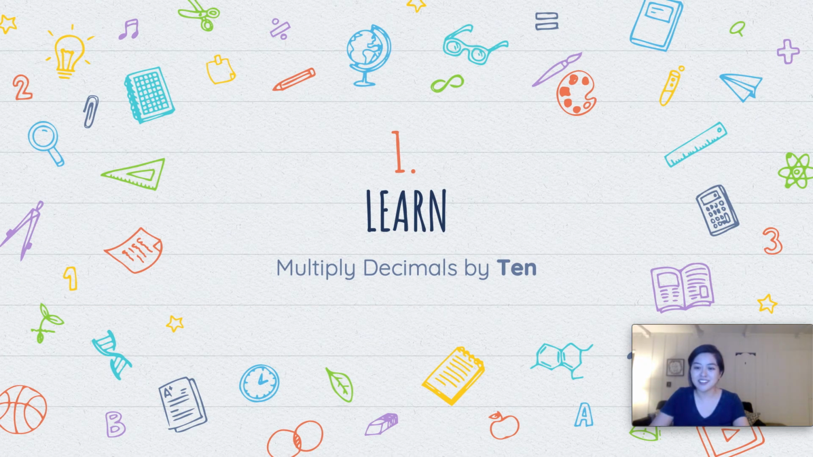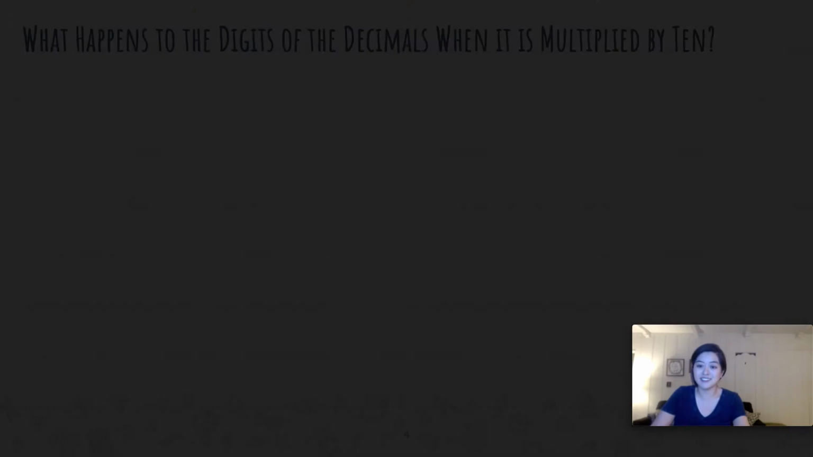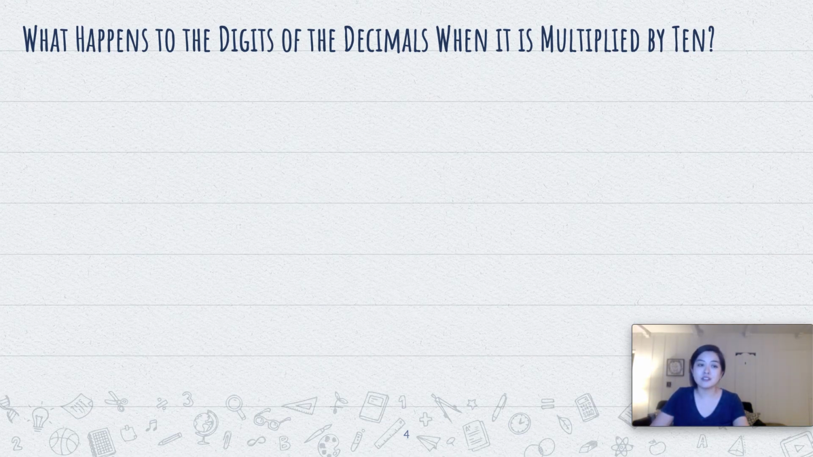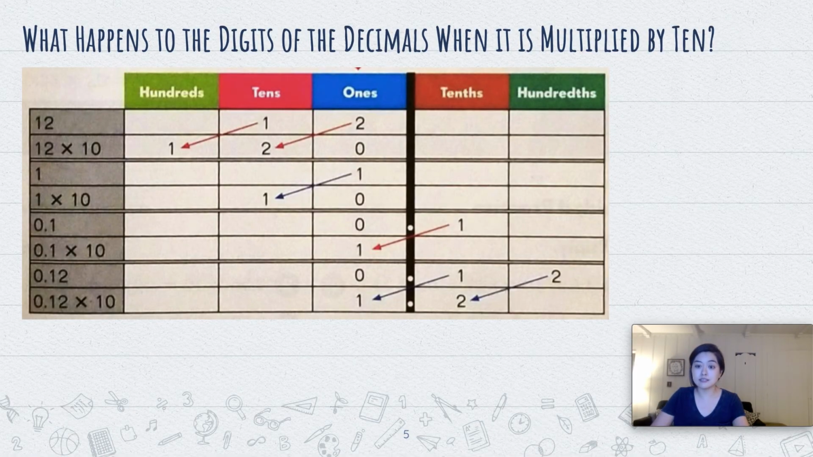All right. We're going to learn how to multiply decimals by 10. So let's think about this question. What happens to the digits of the decimals when it is multiplied by 10? Well, let's look at this example.